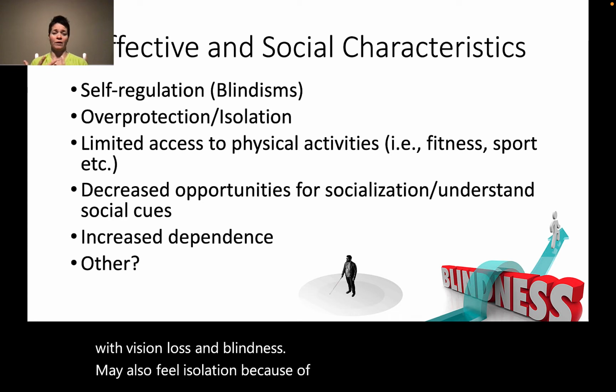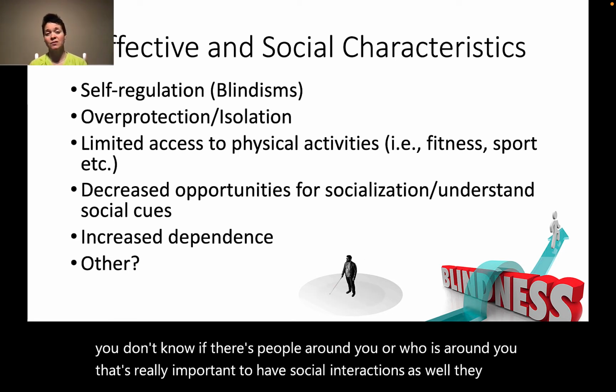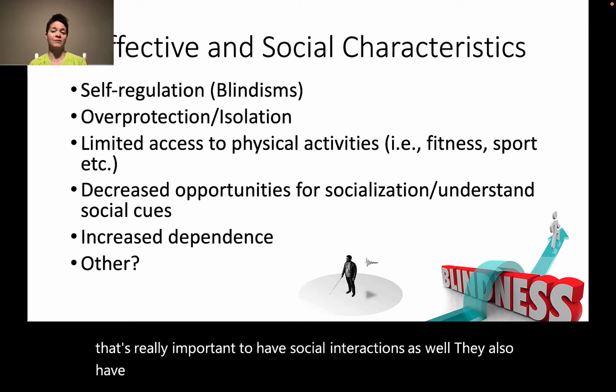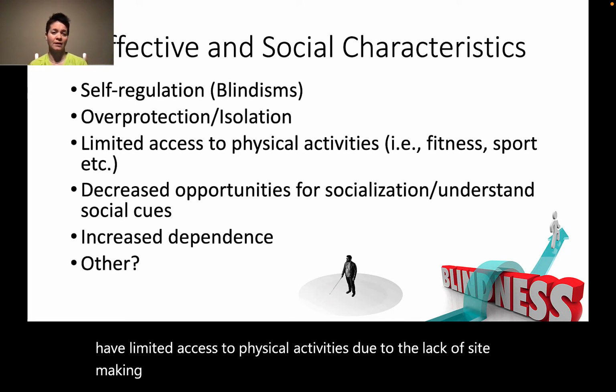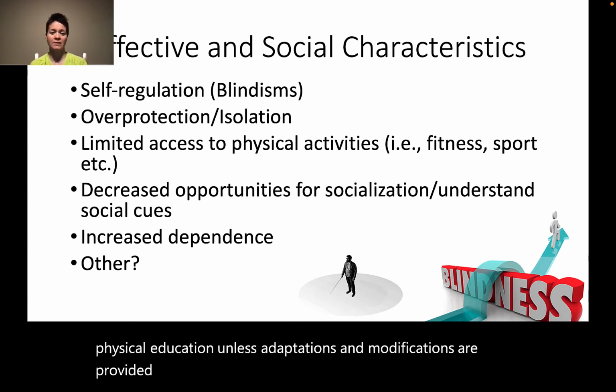If you don't know if there's people around you or who is around you, that's really important to have social interactions as well. They also have limited access to physical activities due to the lack of sight, making it difficult for them to participate in fitness, sport, and physical education unless adaptations and modifications are provided for them to increase access to those activities and movements.